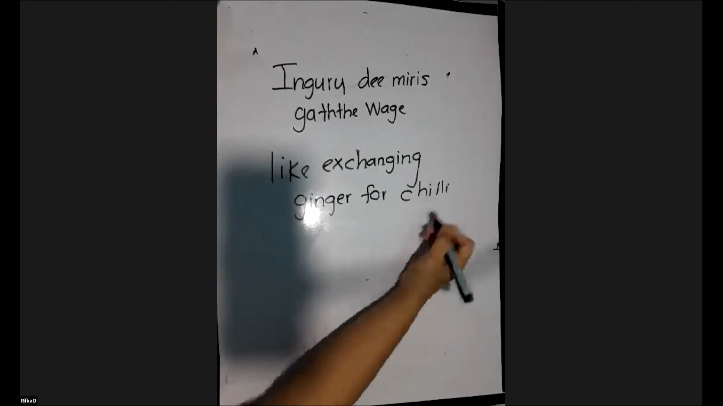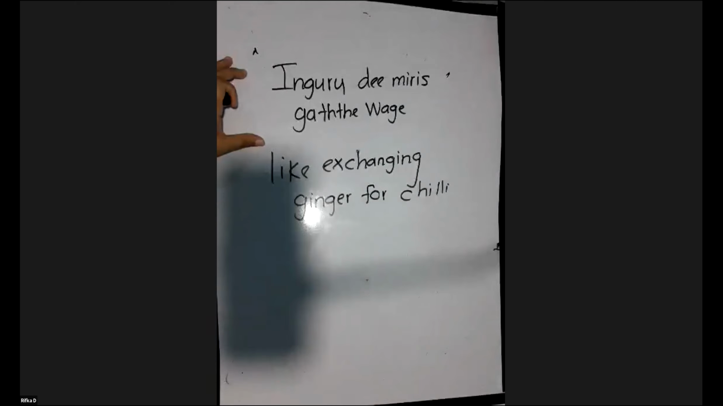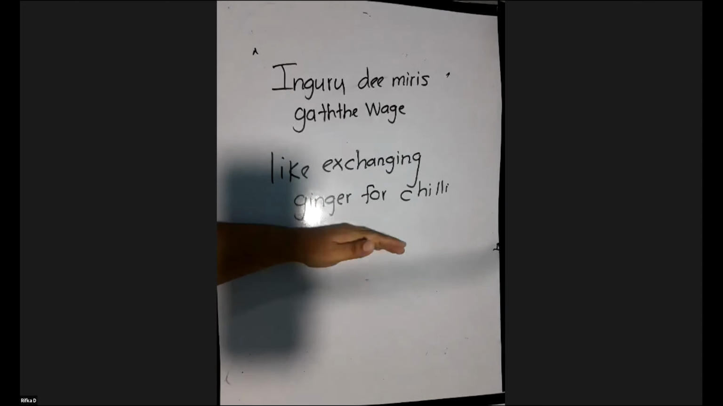So, children, the Portuguese, now the Candians, they replaced one nation with another nation which was more powerful than the Portuguese. That is the Dutch. So this proverb was created in our history, Inguru Deela Miris Gatta Vage, which we say means like exchanging ginger for chili. This is how the Dutch captured the coastal areas of Sri Lanka which were under the Portuguese.